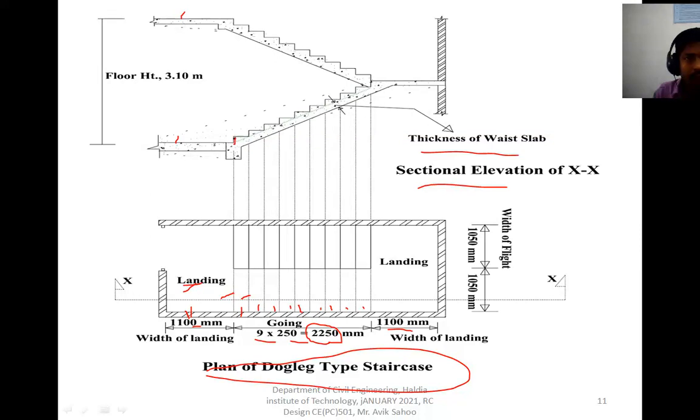This floor height is given 3.10. This is a landing slab thickness. So generally this thickness is uniform. The waist slab and the landing slab have the same thickness.